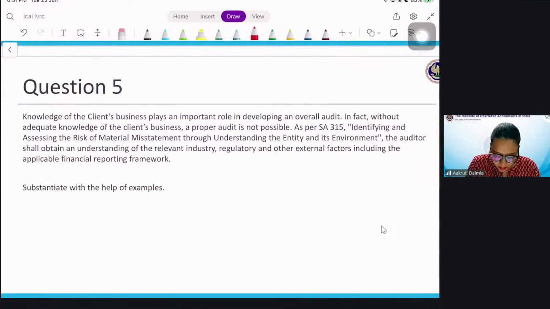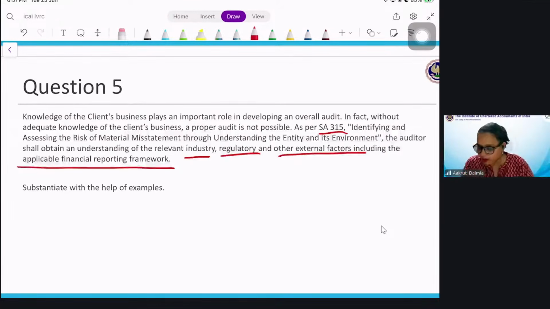Knowledge of client's business plays an important role in developing an audit plan. In fact, without adequate knowledge of the client's business, a proper audit is not possible. SA 315: the auditor shall obtain an understanding of industry, regulatory, and other factors, including the applicable financial reporting framework. Explain with examples. So, do you have to write these examples yourself, or are they given in the book?